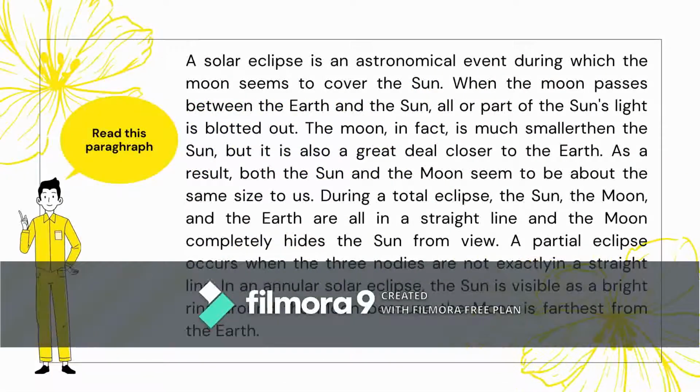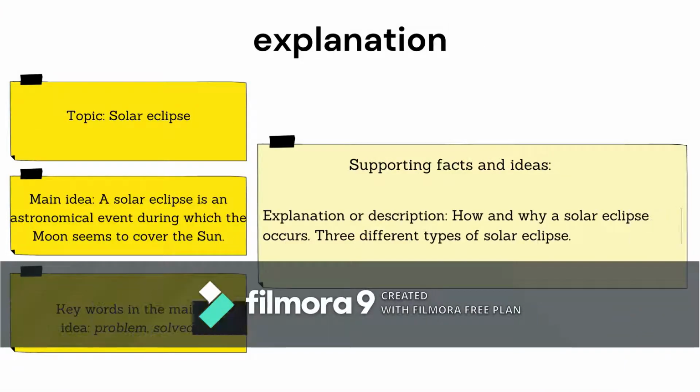Now, please scrutinize the paragraph. We know that the paragraph tells us about solar eclipse. The main idea of the paragraph is that a solar eclipse is an astronomical event during which the moon seems to cover the sun. The supporting facts and ideas consist of explanation or description.